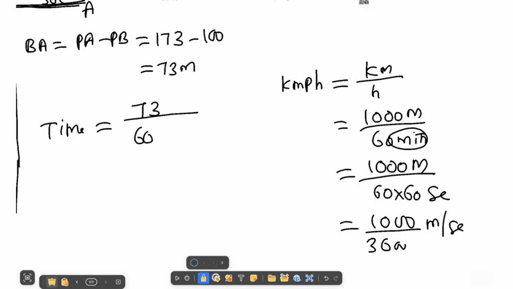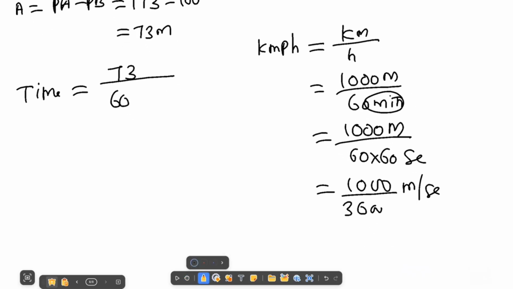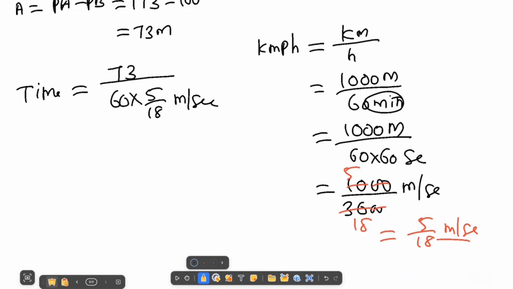So after cancellation, what do we get? Let's try to cancel here. Two zeros cancel. 2 5s are 10, 2 18s are 36. Now it will be equal to 5 by 18 meters per second. So if you want to change it to meters per second, it becomes 5 by 18 meters per second.